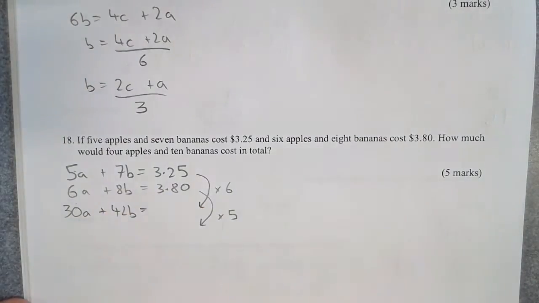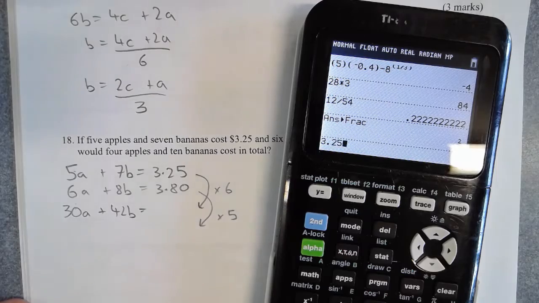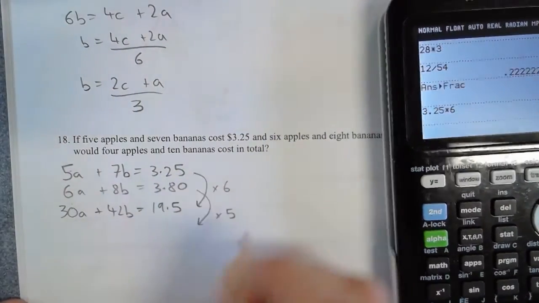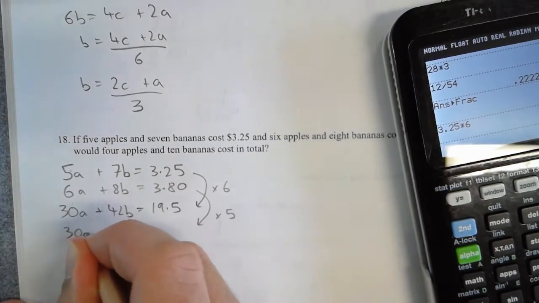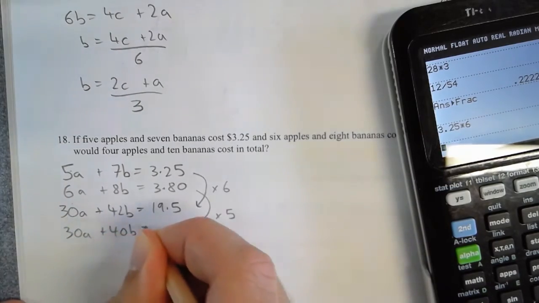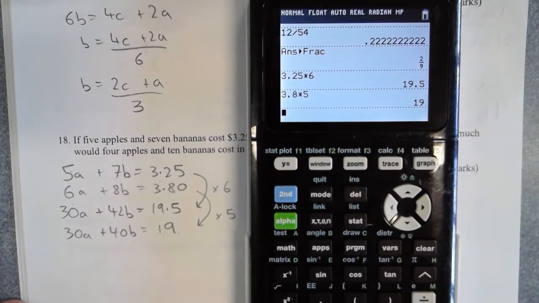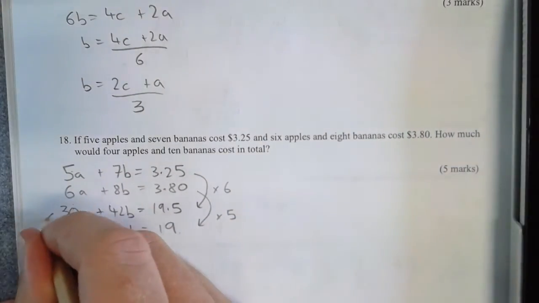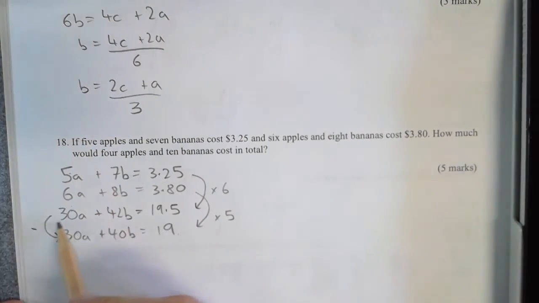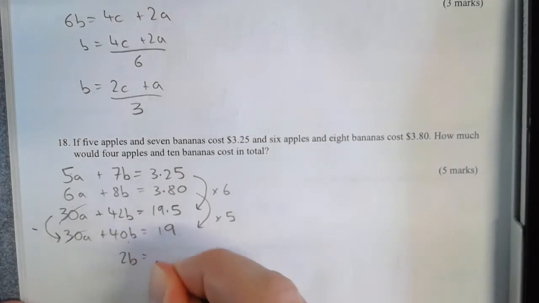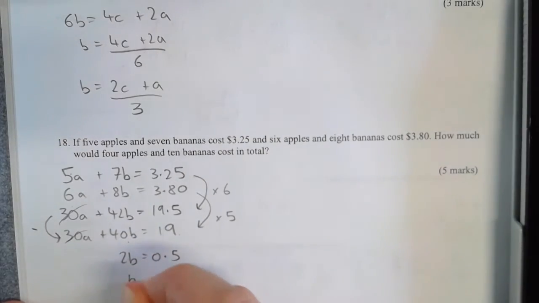You can use your calculator there. 3.25 multiplied by 6 is 19.5. Times bottom one by 5 to get 30a plus 40b. 3.8 times 5 is 19. Yep, 19. Now I'm going to do this one take away this one. Cancels. 42 take away 40 is 2b equals 0.5. If you divide it by 2, your banana is 0.25.